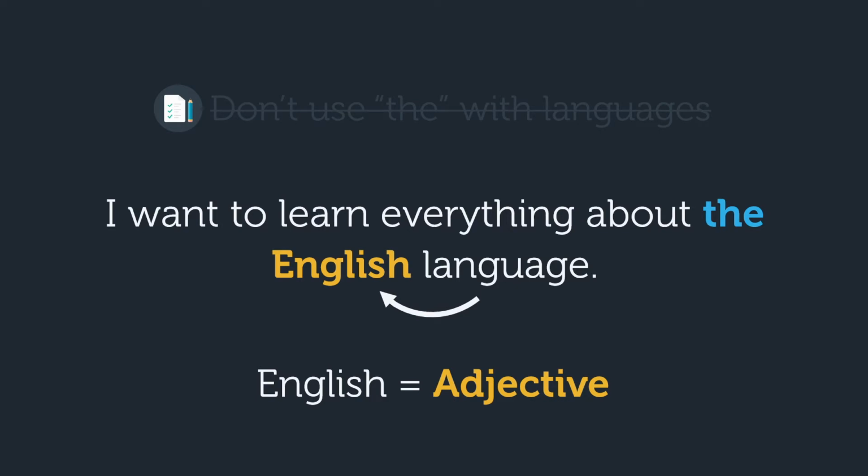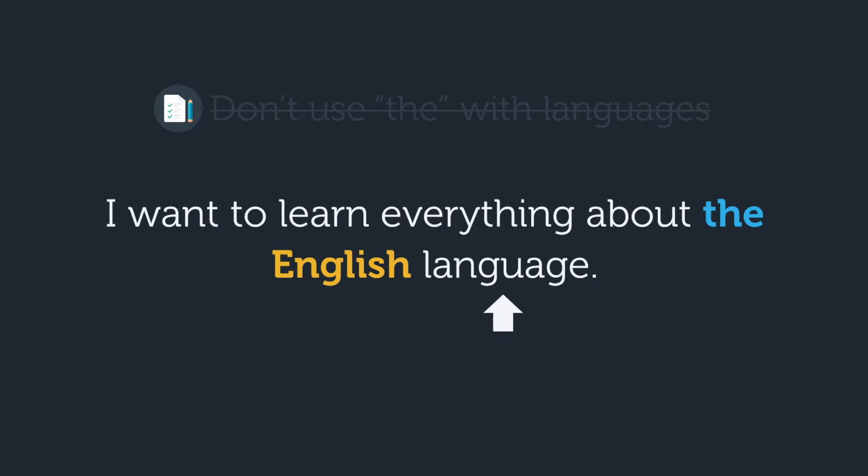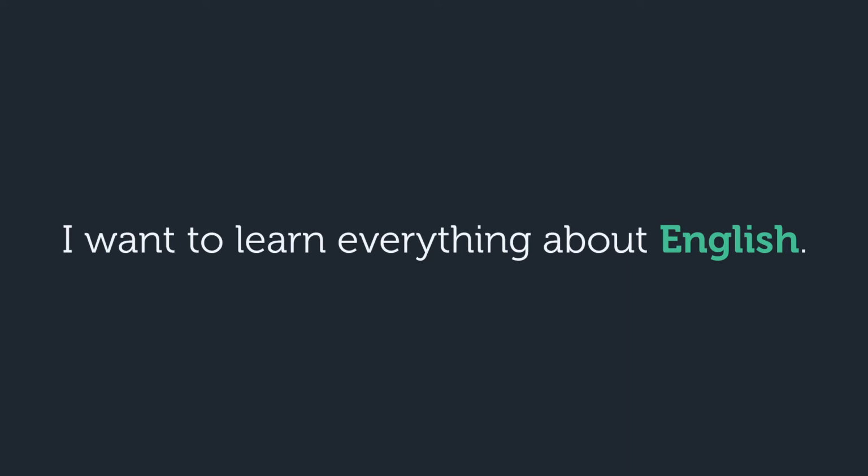Instead, we have to look at the actual noun, which is language, and ask if we are talking about them in general or a specific one. Of course, here we are talking about a specific one, English. If English was the noun, then our original rule would apply, since now I'm referring to the name of the language directly, and we just say, "I want to learn everything about English."